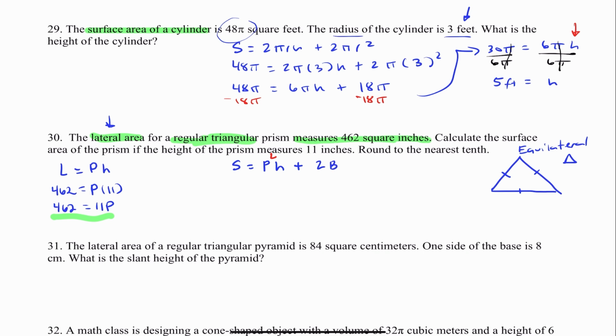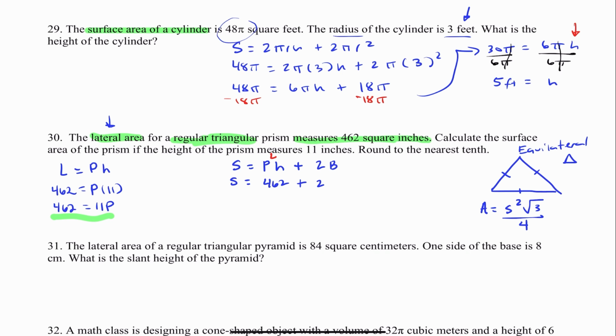So, what do we have here? Well, we know that the lateral area of this thing is 462, okay? Plus 2 times the area of the base. Well, we don't know what the area of this equilateral triangle is. The only thing that I know for a fact is that the formula is A equals side squared root 3 all over 4. That's all I know.